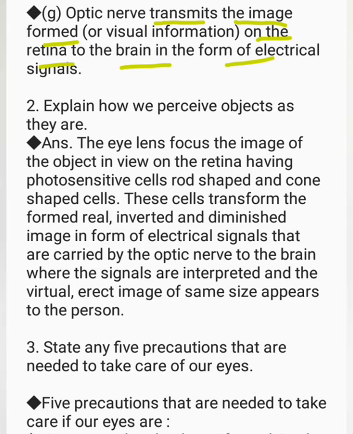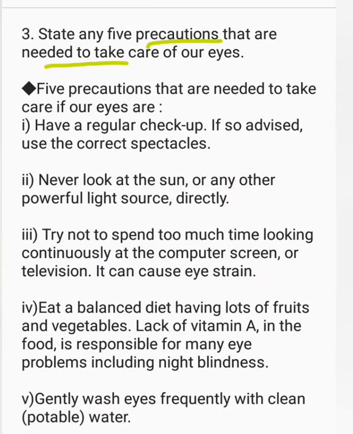Optic nerve. Optic nerve transmits the image formed or visual information on the retina to the brain in the form of electrical signals. Now the next question, explain how we perceive objects as they are. Answer: the eye lens focuses the image of the object in view on the retina having photosensitive cells, rod shaped and cone shaped cells. These cells transform the formed real inverted diminished image into electrical signals that are carried by the optic nerve to the brain, where the signals are interpreted and the virtual erect image of the same size appears to the person. State any 5 precautions that are needed to take care of our eyes.